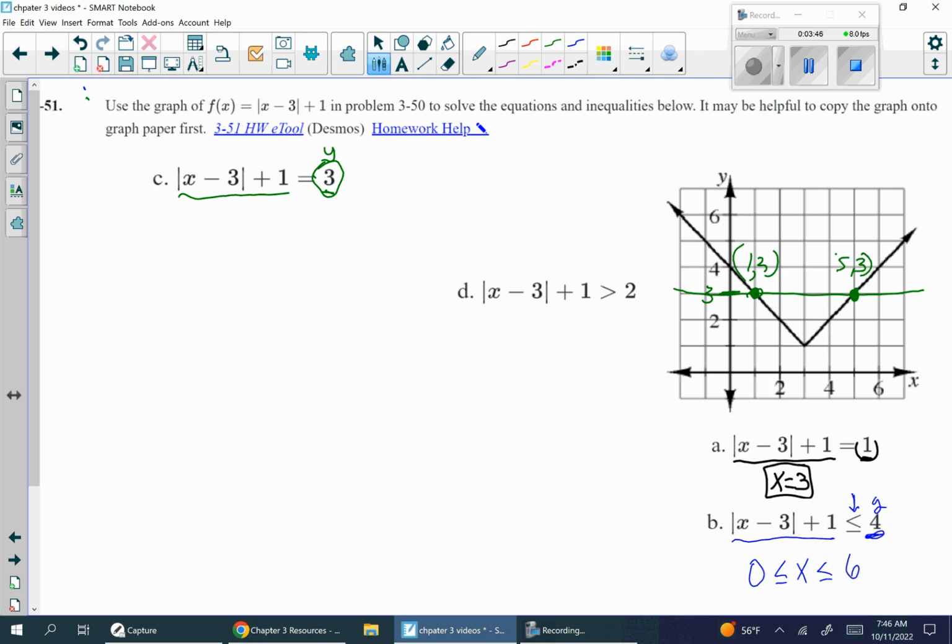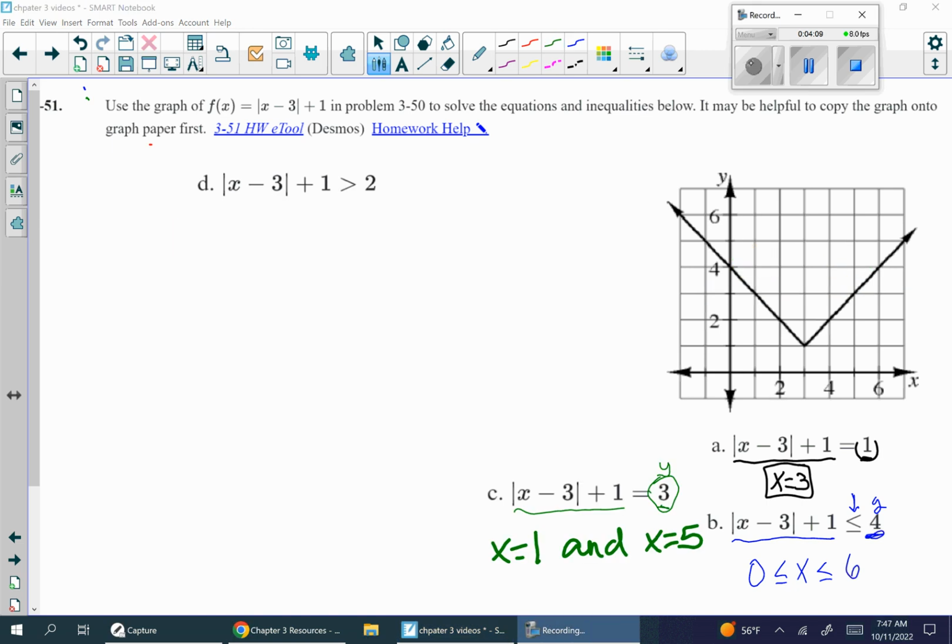So there are actually two solutions or two locations where our output is 3, and that means that we have two solutions, x equals 1 right here, and x equals 5. So there are actually two spots where we can use an input of 1 or an input of 5 in this function, and we will get an output of 3. All right, part D is even more fun.